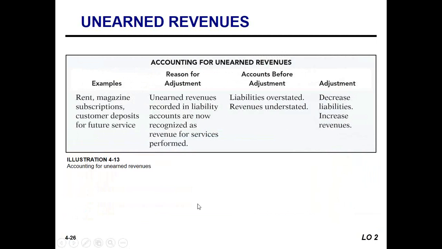These are examples of things that might be unearned revenues. If we don't make these adjustments, it would appear that our liabilities were overstated, meaning we would be showing more in liabilities than we actually had. Our revenue would be understated, meaning we're not showing all of our income. It affects more than just one financial statement.